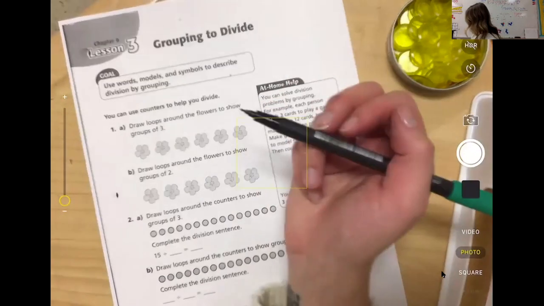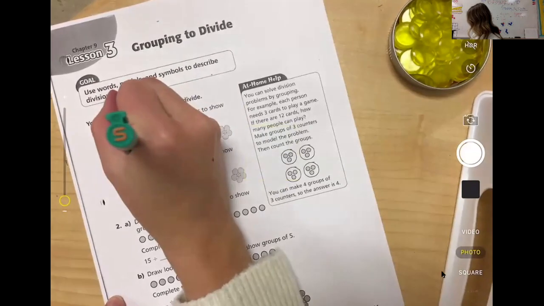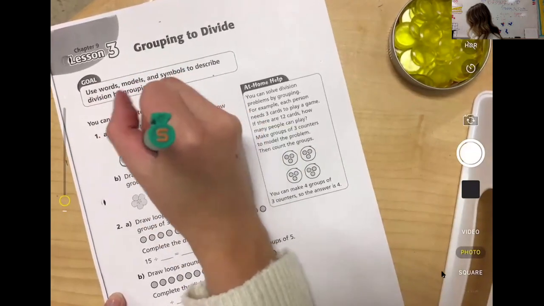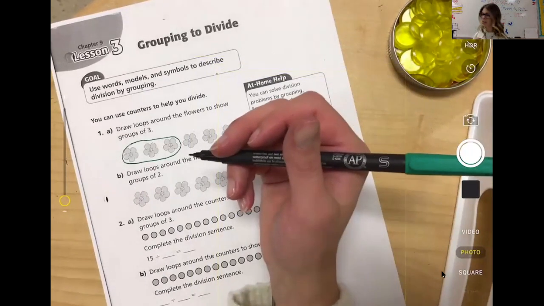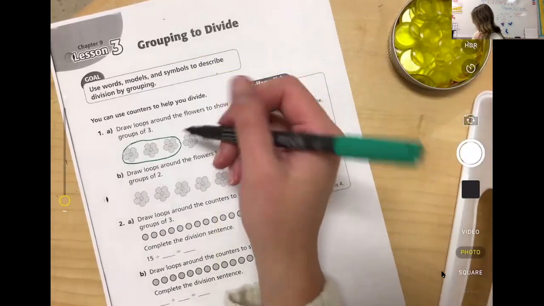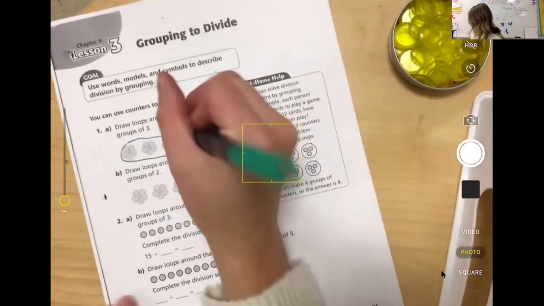So I'm going to count out 3. 1, 2, 3. Those guys are a group. I'm going to circle them. Easy as pie. Remember, I'm using marker because I'm a teacher. Please use pencil. And then, is that it? Are we done? No, because we have a group of 3 right here. We can draw another loop.